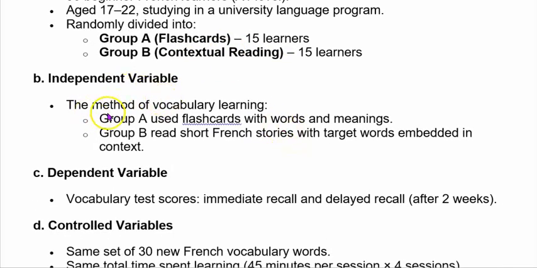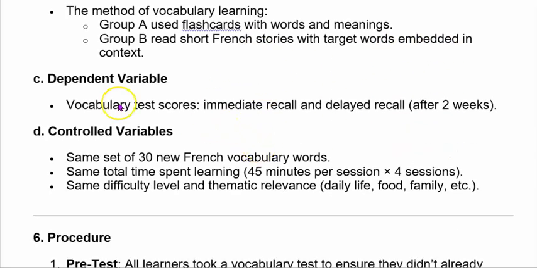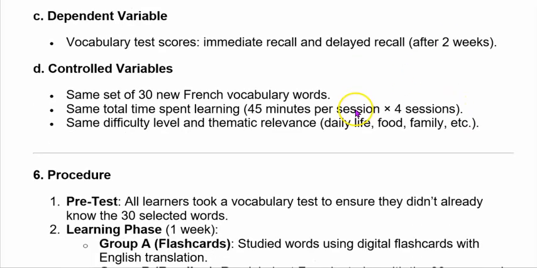Independent variable: the method of vocabulary learning. Group A uses flashcards with words and meanings. Group B reads short French stories with target words embedded in the context. Dependent variable: vocabulary test scores, immediate recall and delayed recall after 2 weeks. We have to find the test scores.